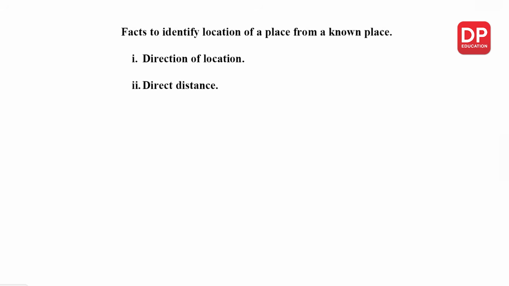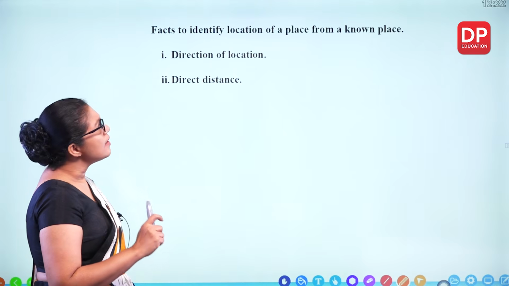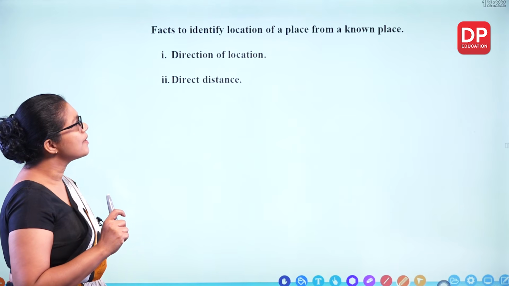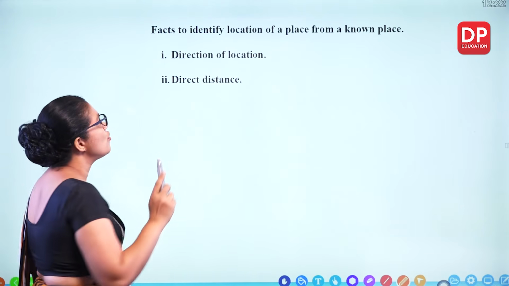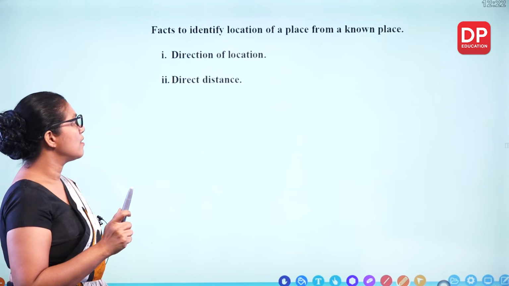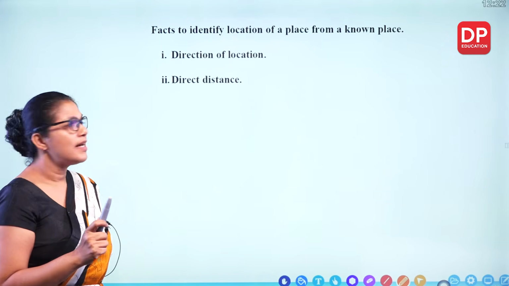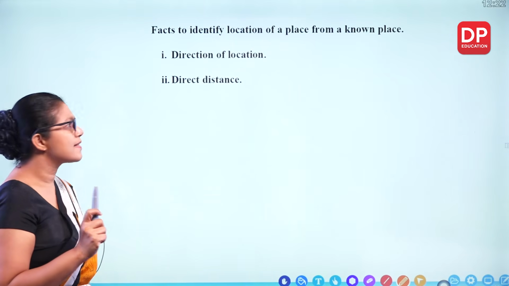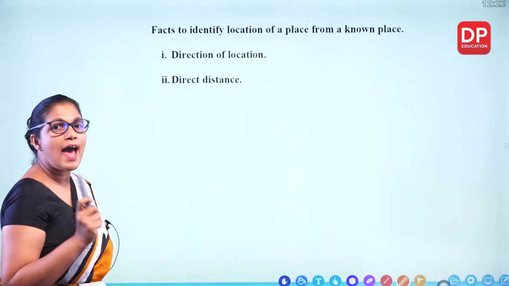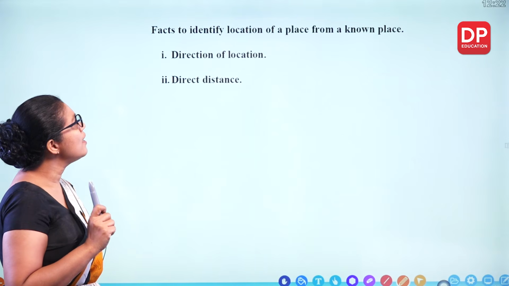So what are the facts? To identify a location of a point or a place, we need to know the direction of a location and the direct distance. So you need to know 2 things, the direct distance and the direction of the location.